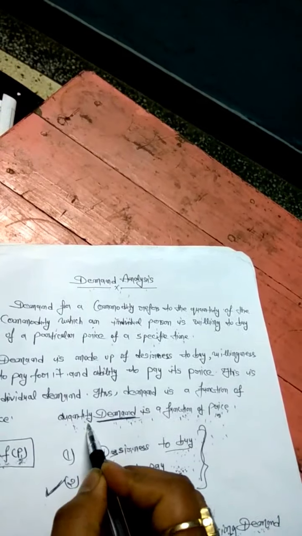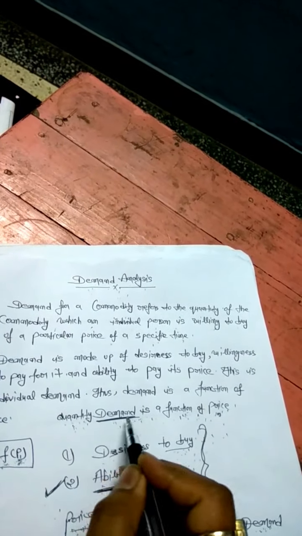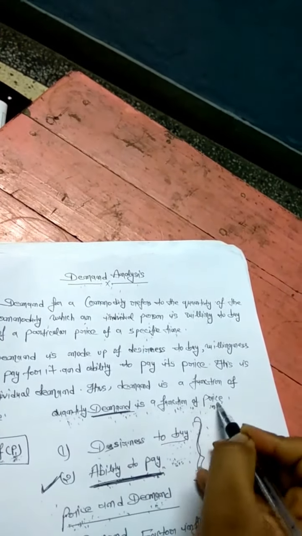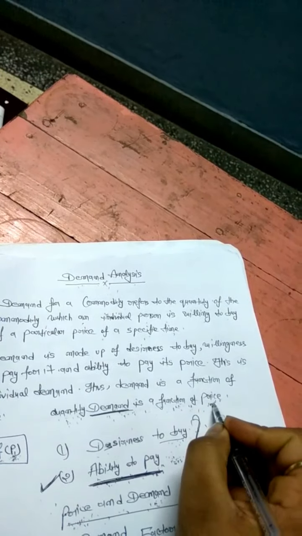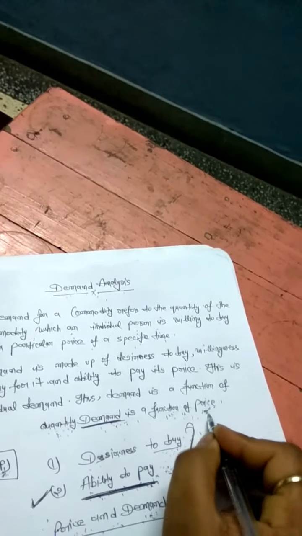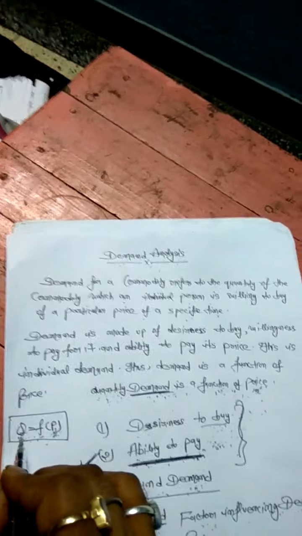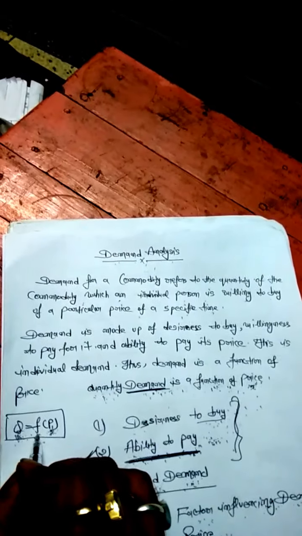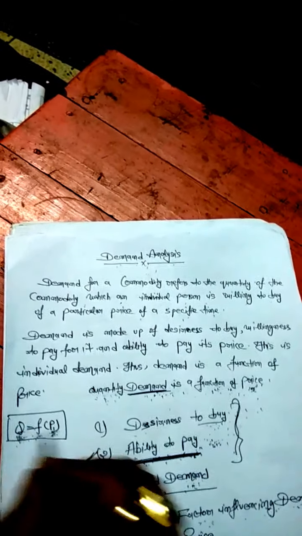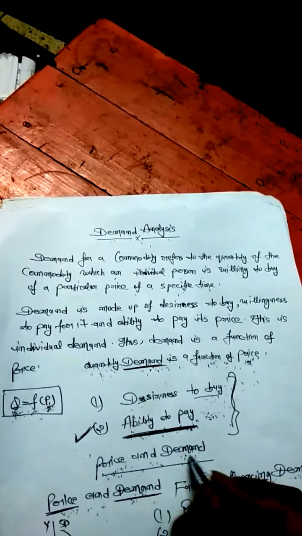The quantity demanded is a function of price. That means when the price changes, that change affects the quantity demanded. That function can be expressed in this formula: Q = f(P), where f means function, P is price, and Q is quantity. Price and demand actually have a negative relationship under the law of demand.